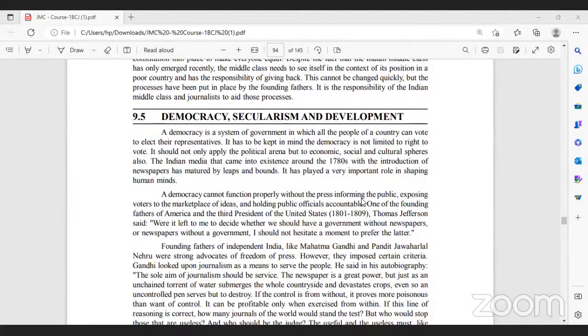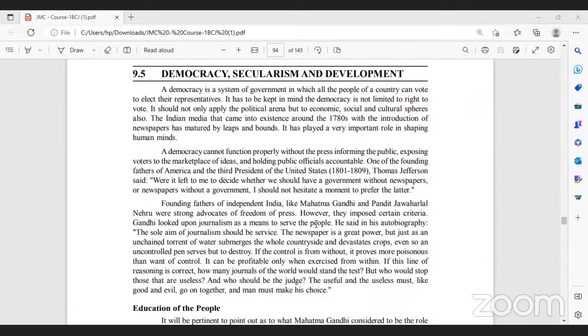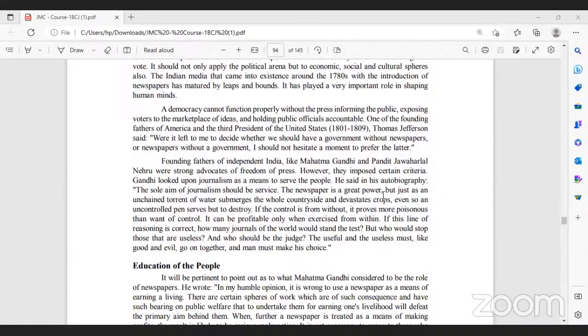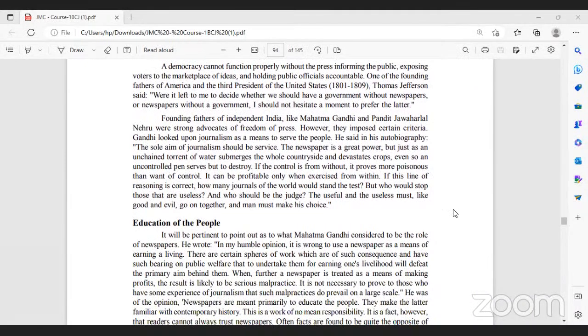As we said, democracy can only survive with the media, because it gives accurate, transparent information and keeps performing a watchdog function. A democracy cannot function properly without the press informing the public, exposing the voters to the market and holding public officials accountable. Founding fathers like Mahatma Gandhi and Pandit Jawaharlal Nehru were strong advocates of freedom of press, and they imposed certain criteria.